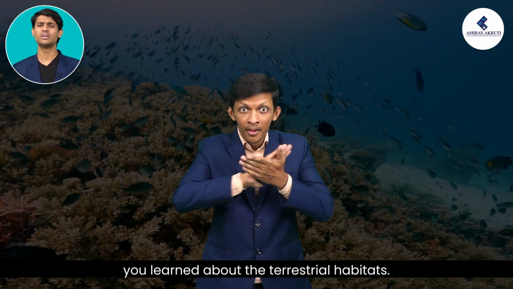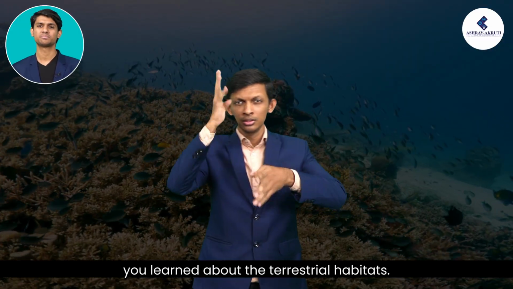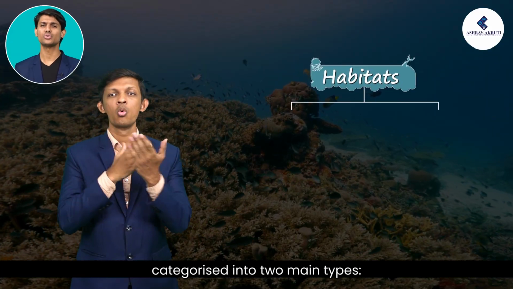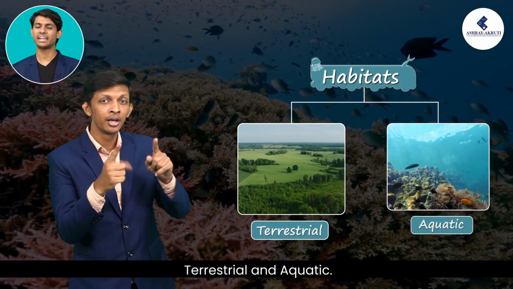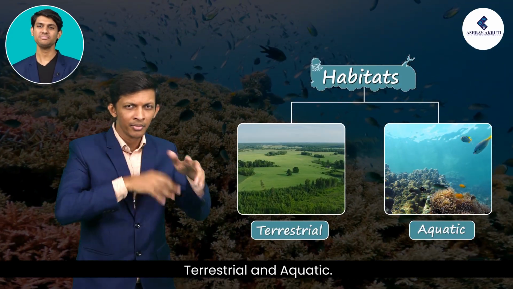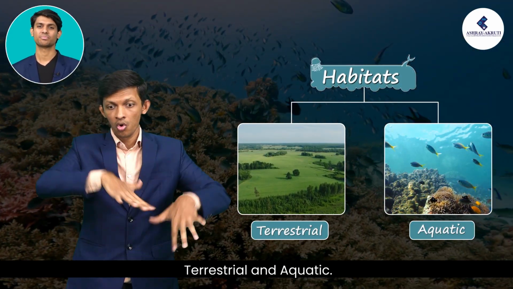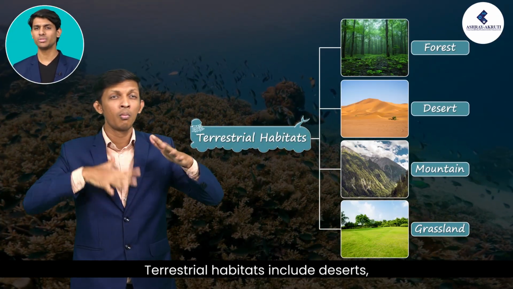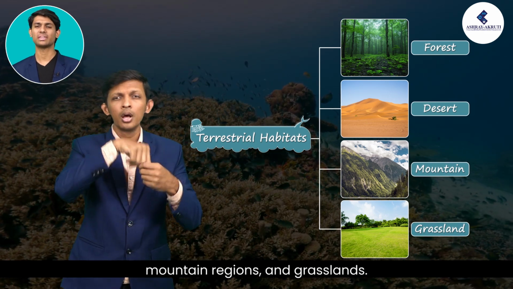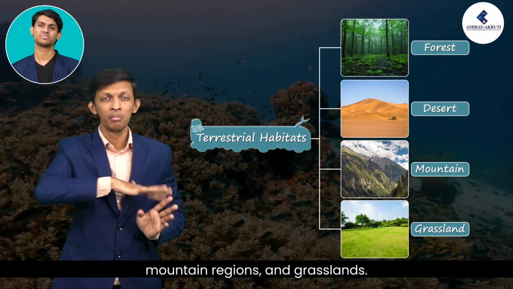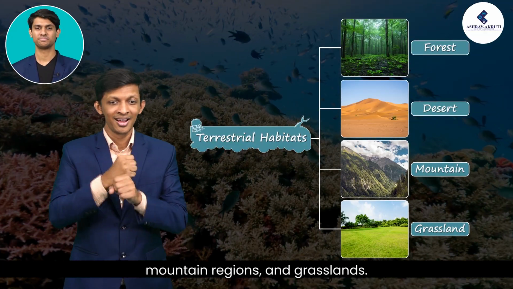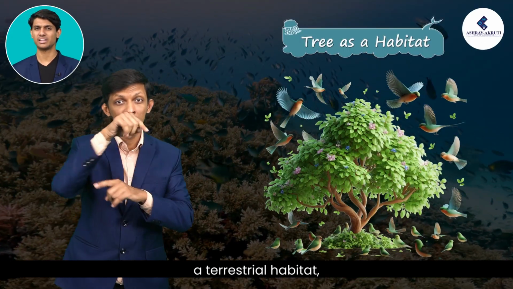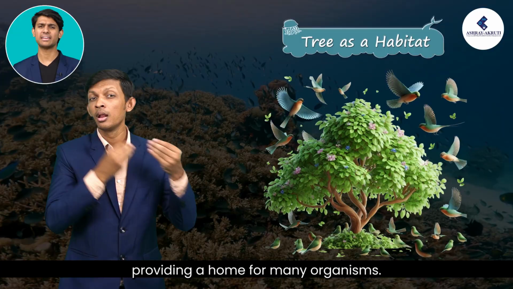In the last session, you learned about the terrestrial habitats. Habitats are categorized into two main types, terrestrial and aquatic. Terrestrial habitats include deserts, mountain regions, and grasslands. A large tree can also be considered a terrestrial habitat, providing a home for many organisms.